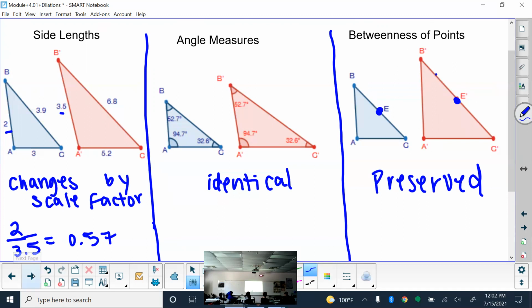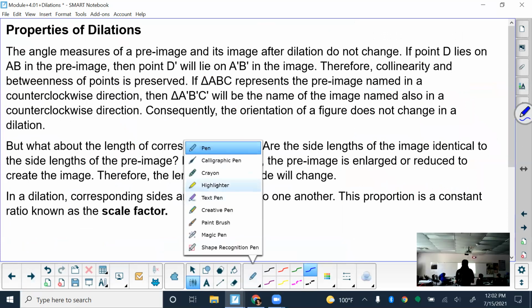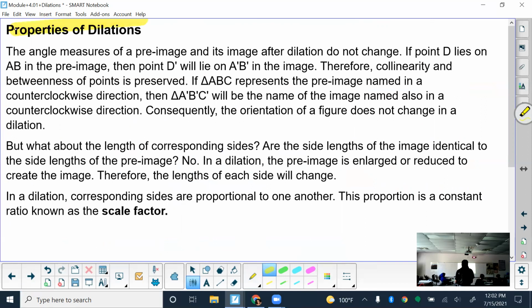All right, for this next slide, I'll kind of give you a hint where you should underline or highlight. So a little bit more about dilations. The angle measures of the pre-image and image after dilation do not change. This is what we noticed in the last slide. Also, we noticed that if, for example, point D lies between A and B in the pre-image, then D prime should lie between A prime and B prime in the other image. So collinearity and betweenness of points is preserved.